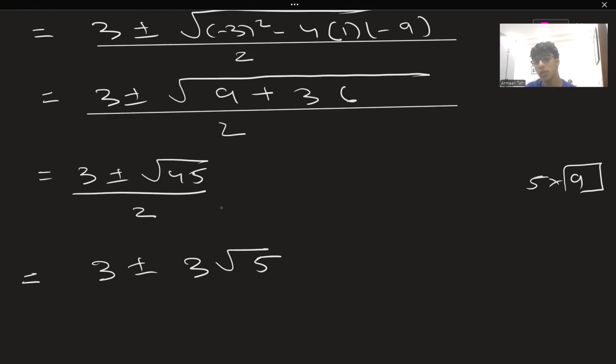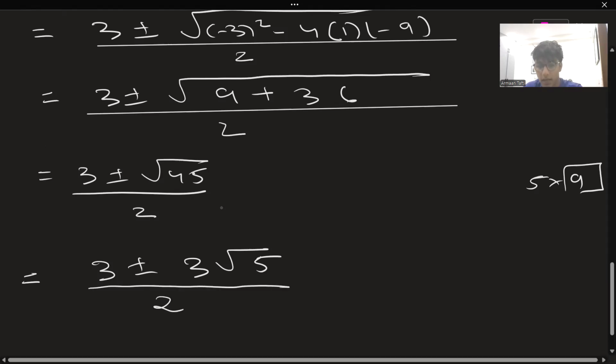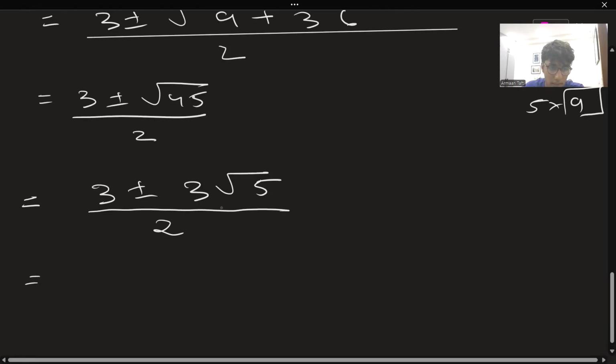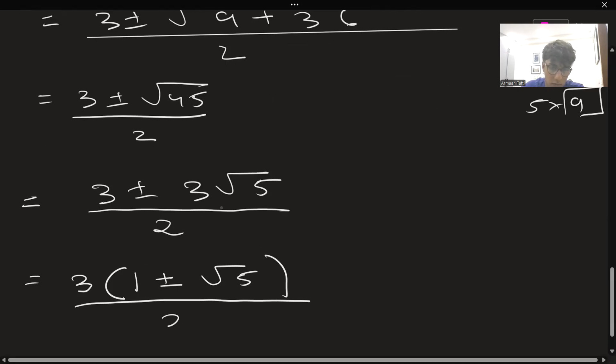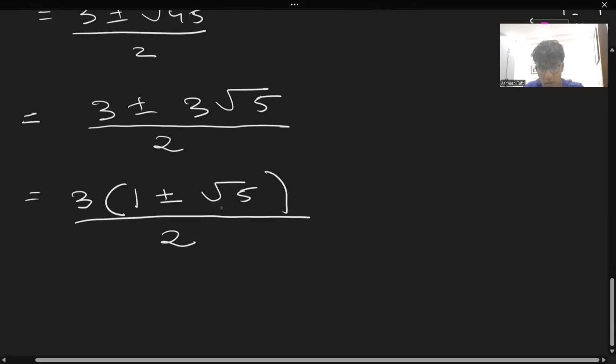So you don't have to do this because your book will have the value of root 45. But it's always simpler to just do this because you can also simplify your calculations further by taking 3 out common here, divided by 2. And so if you take 3 out common, that is 1 plus minus root 5 divided by 2, right?